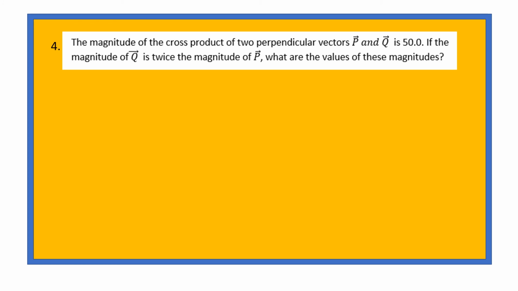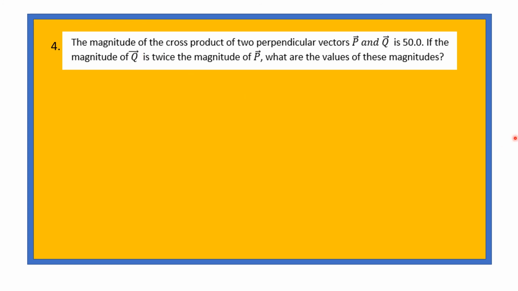Number 4. The magnitude of the cross product of two perpendicular vectors, P and Q, is 50.0. If the magnitude of Q is twice the magnitude of P, what are the values of these magnitudes? What is the value of P, its magnitude? What is the magnitude of Q?